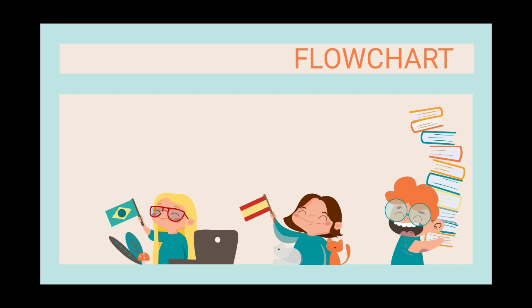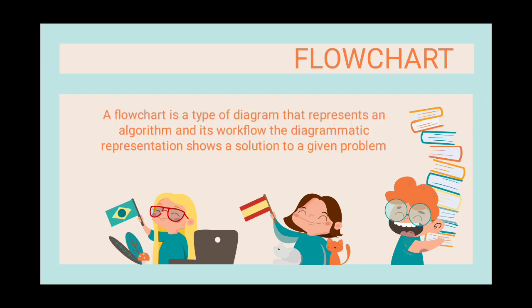So, after reading algorithm, we have to read flowchart. Flowchart means diagrammatical representation or graphical representation of an algorithm. A flowchart is a type of diagram that represents an algorithm and its workflow. The diagrammatical representation shows a solution to a given problem. In class 5, you have read about the flowchart. It is the diagrammatical representation, means here we use the boxes to represent a solution. Here is one example of flowchart.